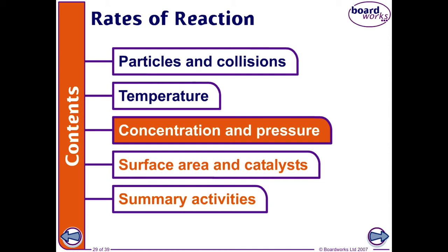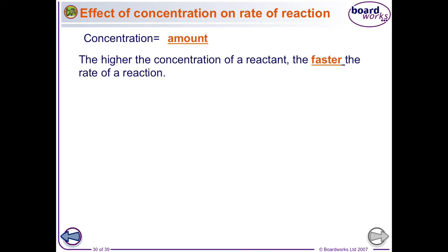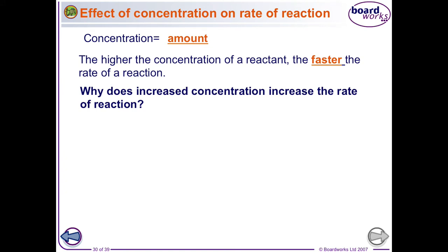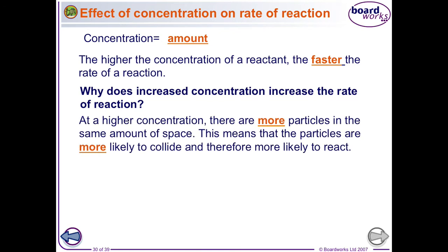All right, on your notes, concentration and pressure. Concentration means the amount. We don't mean how well you're focusing for this. It means the amount. The higher the concentration of a reactant, the faster the rate of reaction. So the more reactants that you have, the faster the reaction rate will be. So why does increased concentration increase the rate of reaction? That means, why does the amount of the reactants increase the rate of reaction?